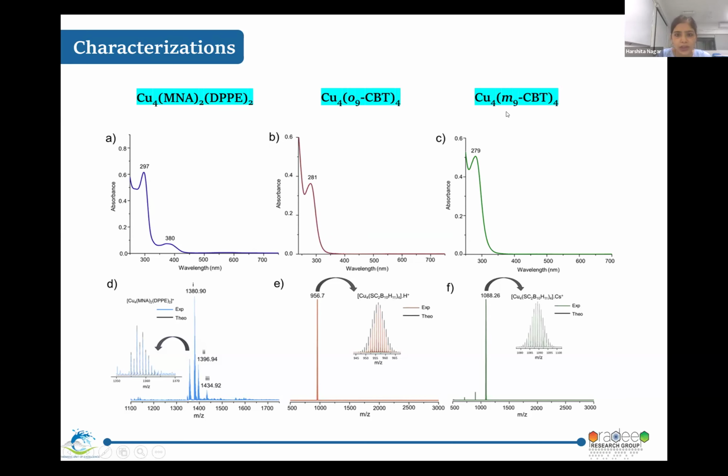Then coming to the other 2 nanoclusters, one is copper 4 protected with orthocarborane 9 thiol ligand, and the other is copper 4 protected with metacarborane 9 thiol ligand, and these are the UV-visible features of these clusters. And these are the corresponding mass spectra, from where we got these compositions. Now in this work, we took all these 3 clusters for different studies.